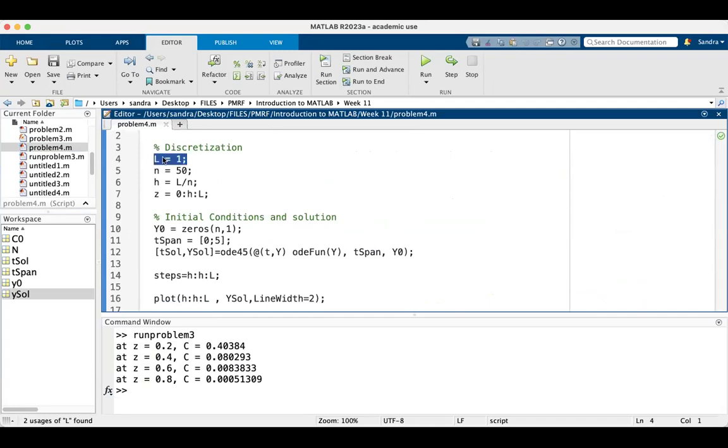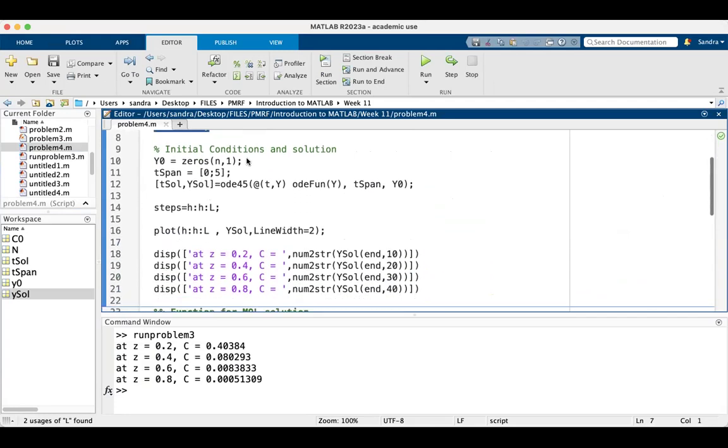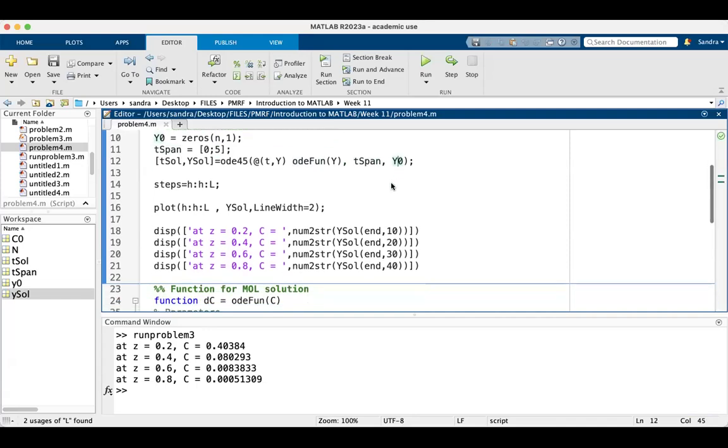So first, length is 1. We are discretizing into 50. H is equal to 1 divided by 50. And this is your position grid points. So first I have n plus 1 data points, out of which my first data point I know. So I only have n solutions. So n zeros I have. T-span is from 0 to 5 because in the question they have asked me to find out for t equal to 5. This is my ODE solver. This is my ODE fun. T-span, I give the initial values.